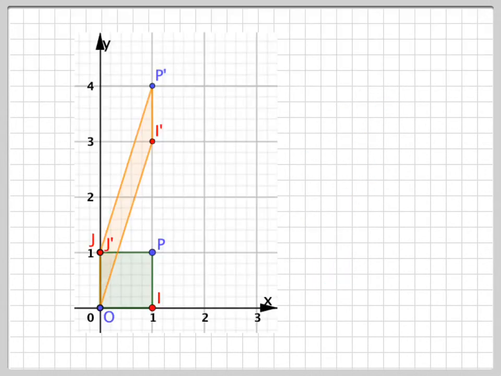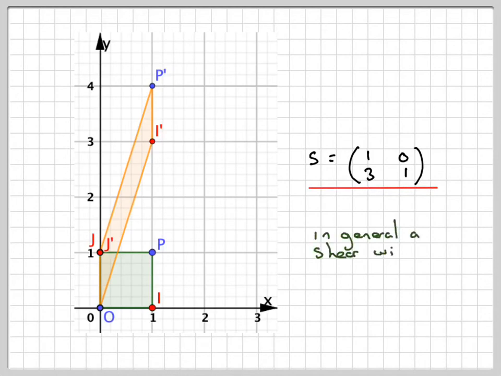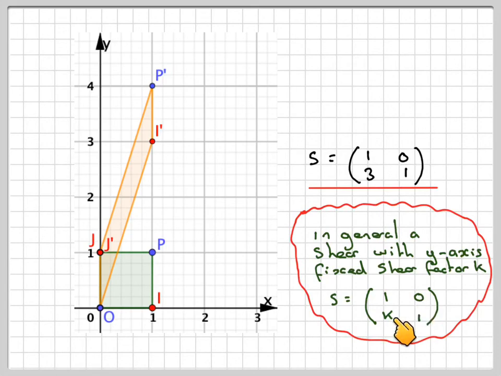Okay, here we have a drawing done in GeoGebra. Okay, and the answer there. And in general, a shear with the y-axis fixed, shear factor k, will be (1, 0; k, 1).